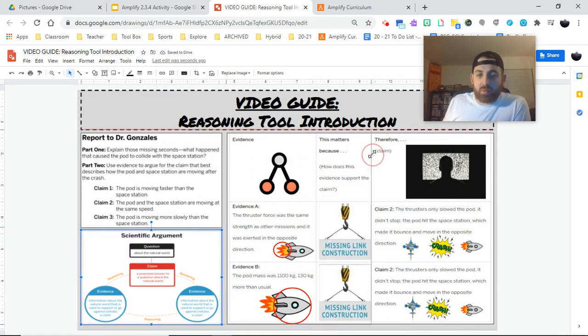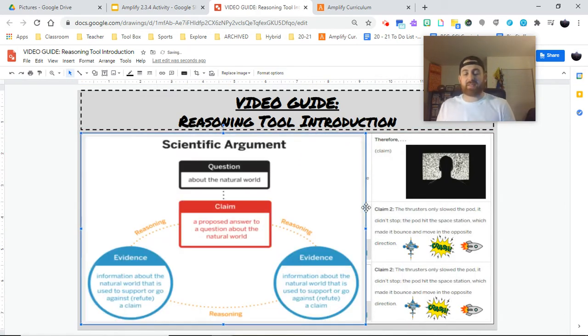Now, if you remember, we've talked about how to write a scientific argument. I know it's been a while. So we have our big question: what caused our pod to collide with our space station? And our claim, obviously, is claim number 2. The thruster slowed it, so it didn't actually stop. It then ended up hitting the space station, colliding, and moving in the opposite direction. So we have our question, we have our claim. And what we're going to be doing is using evidence that's given to us and then writing a reasoning to explain how these two connect.